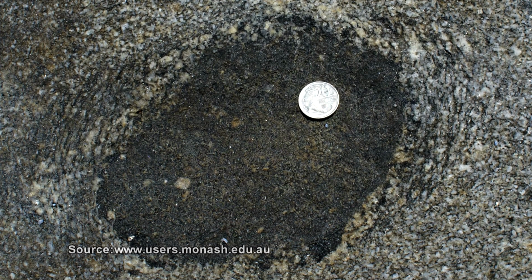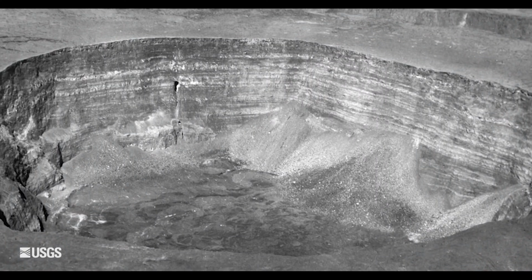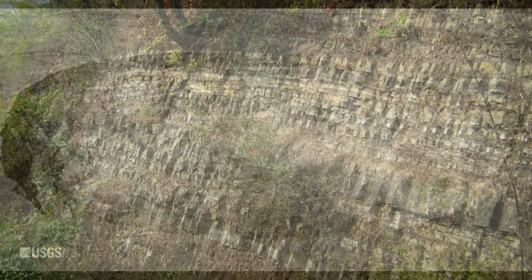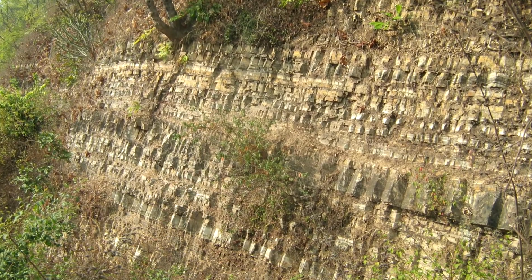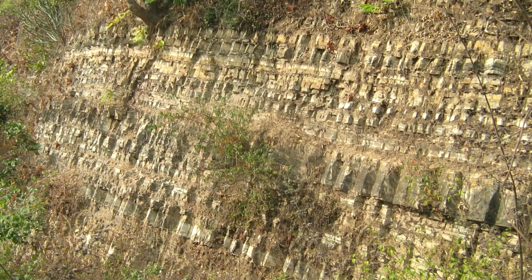These xenoliths are formed. Now, I am discussing the process of fragmentation. The process is of four types: pyroclastic, where heat is involved; autoclastic, where no heat is involved; epiclastic; and glass shards. Pyroclastic ejecta or tephra is a deposit of well sorted ash or lapilli. Well sorted means these ash or lapilli particles are of more or less uniform size. When they deposit, they form a pyroclastic ejecta.